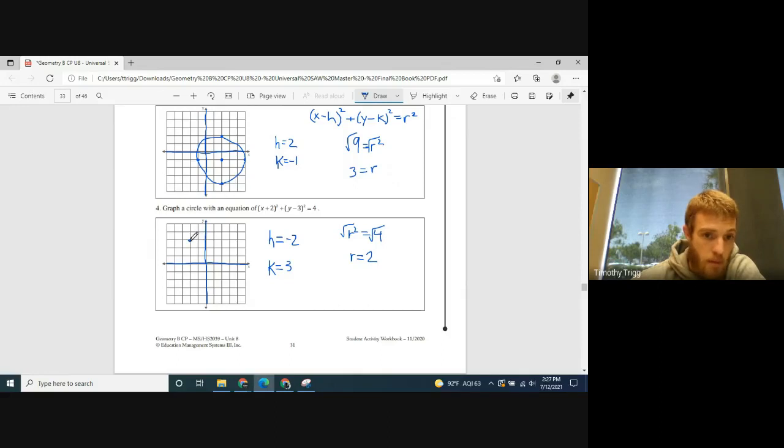So from the center of my circle, I'm going to go 2 up, 2 to the right, 2 down, and 2 to the left. Again, from the center. Connect these with a smooth curve. Okay, that one's a little bit better, to make a circle.